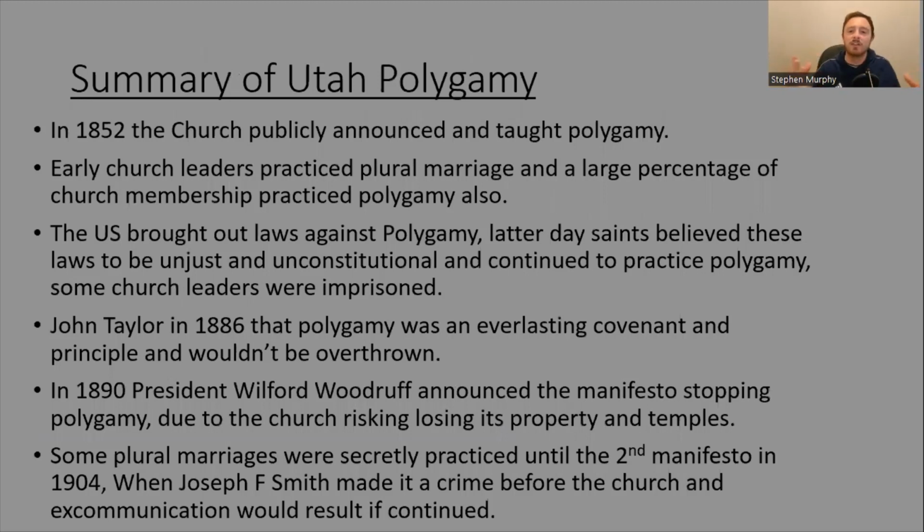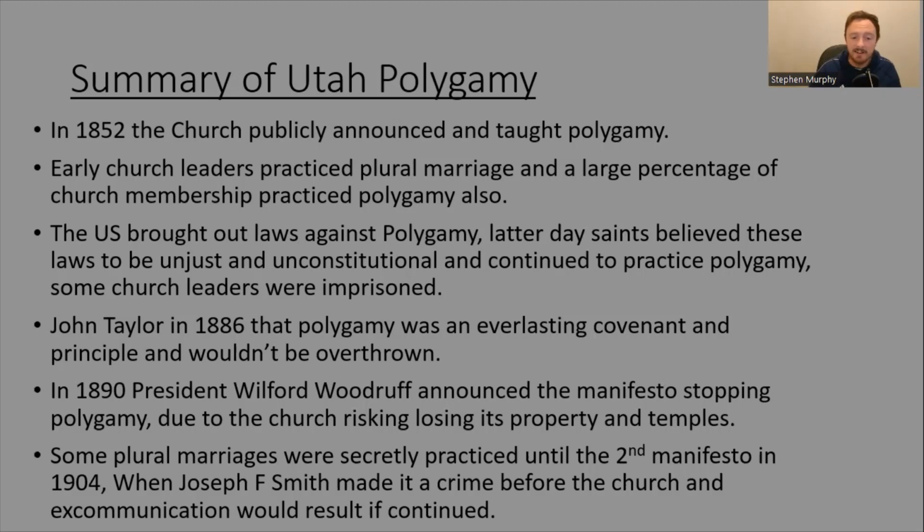So here's just a brief summary of what we've gone through in this episode. In 1852, the church publicly announced and taught polygamy to the general church membership. It was kept hidden or secret in Nauvoo, and it was only told to a small number of members. Early church leaders practiced plural marriage, and a large percentage of church membership also practiced polygamy. The US brought out laws against polygamy, and it was also approved by the US Supreme Court. Latter-day Saints believed these laws to be unjust and unconstitutional and continued to practice polygamy despite it being against the law, and some church leaders were imprisoned.